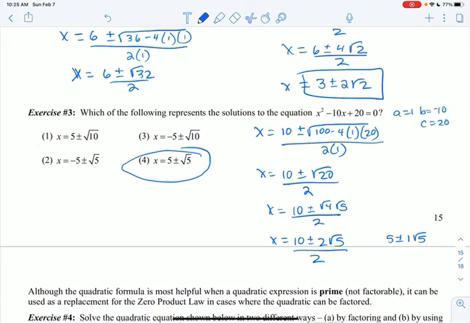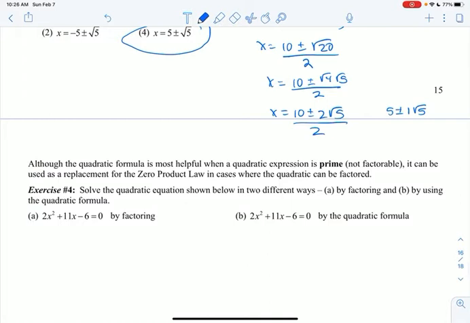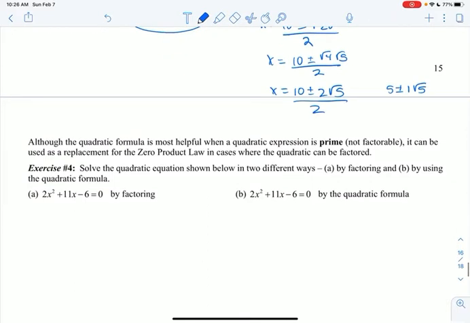Okay? All right, let's see what we have on the back. So if you flip this over. Although the quadratic formula is most helpful when a quadratic expression is prime, not factorable, it can be used as a replacement for the zero product law in cases where the quadratic can be factored. So even if you can factor it, you can still use that quadratic formula. So let me show you. I'm going to do it first by factoring, and then I'm going to do it by the quadratic formula.